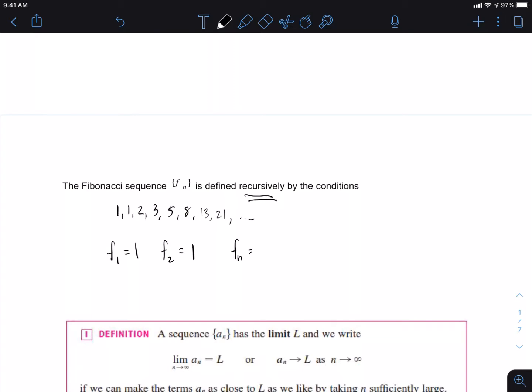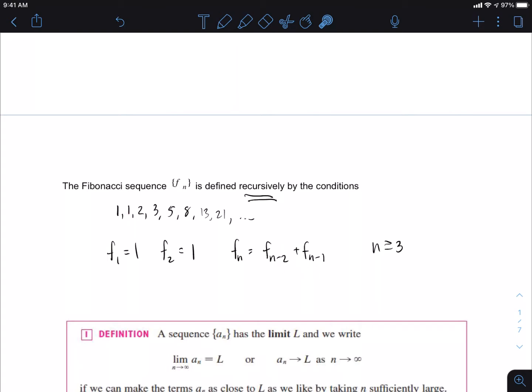f sub n is going to be f sub n minus 2 plus f sub n minus 1 when n is greater than or equal to 3. Now let me explain that to you. This n minus 2, so if this was the third term, which is the 2, 3 minus 2 would give us the first term, so that would be a 1. And then this one would be 3 minus 1, which is the second term, which is 1.